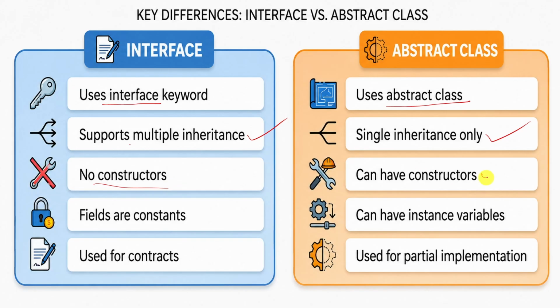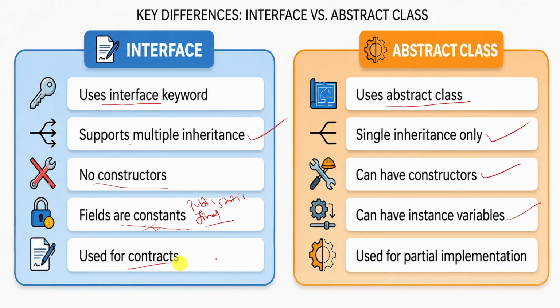An abstract class can have constructors and can have instance variables. An interface will also have variables, but they are constants. Why are we saying constants? Variables will be by default public, static, and final. Final means constants. We cannot change the value of the field.